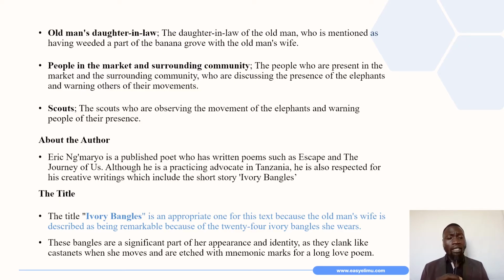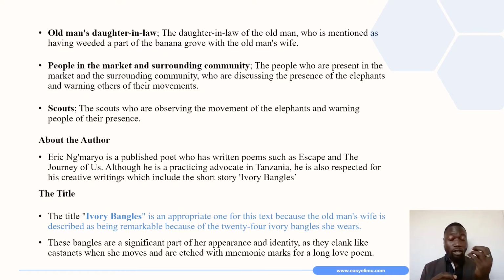Now, onto the relevance of the title, that is Ivory Bangles. Why Ivory Bangles? The title Ivory Bangles is the most suitable for this text because the old man's wife is described as being remarkable because of the 24 ivory bangles that she wears.